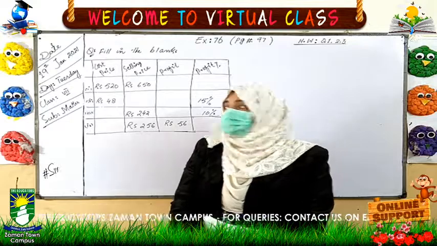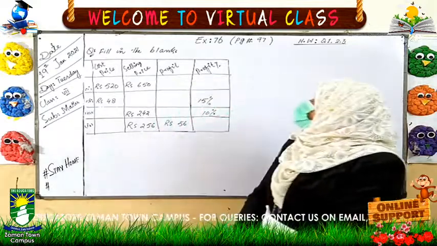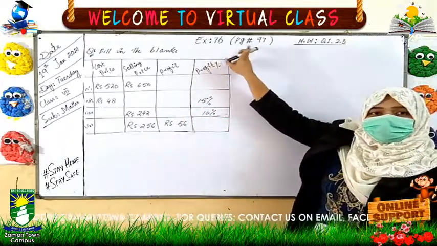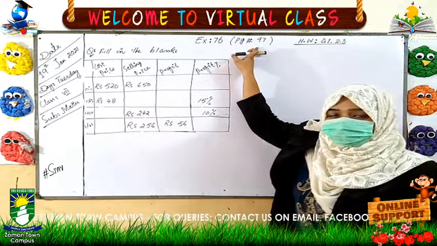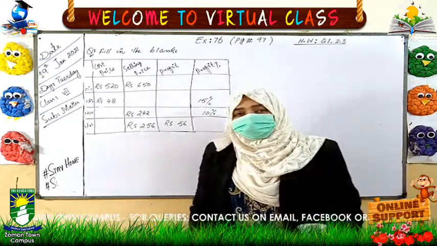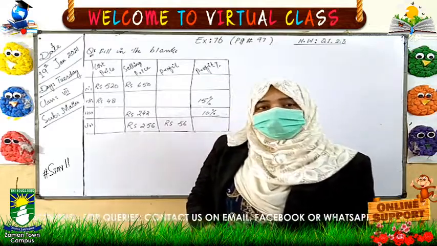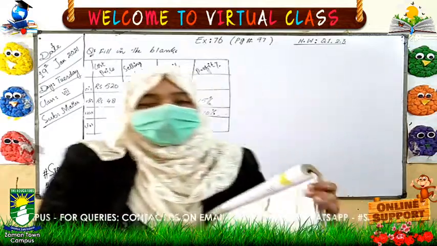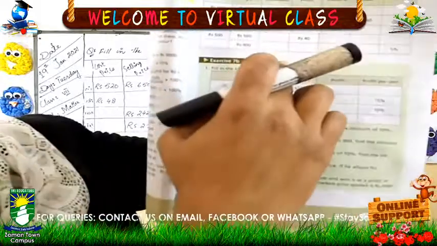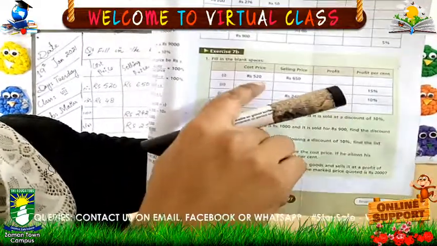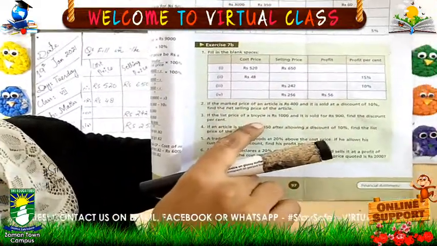In today's class, we will start our exercise 7B on page number 97. In previous classes we have done exercise 7A, which is related to profit and loss, profit percentage and loss percentage. Here we will start our exercise 7B on page number 97. Question number 1, 2, 3 is in your homework.